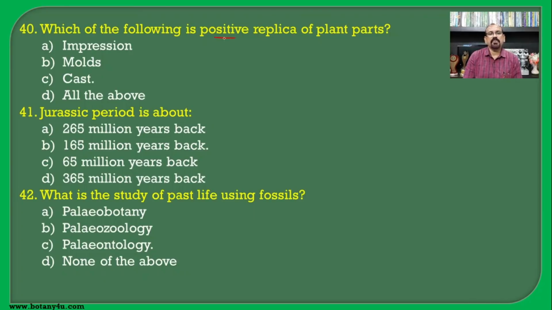Then which of the following is a positive replica of plant parts? Earlier we have seen that the mold is a negative and the cast is a positive. In a similar manner, the impression is also a negative replica, and hence the positive replica becomes the cast. Then the Jurassic period: the age of the Jurassic period is 165 million years ago. So basically it is 208 million years ago onwards.